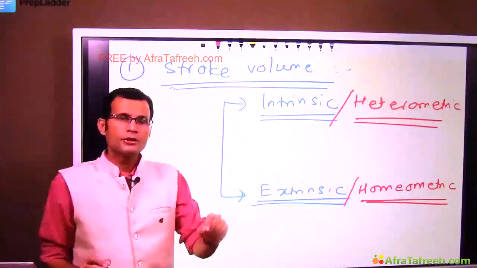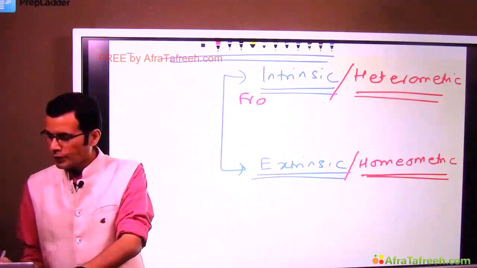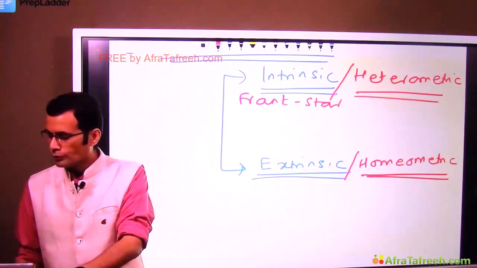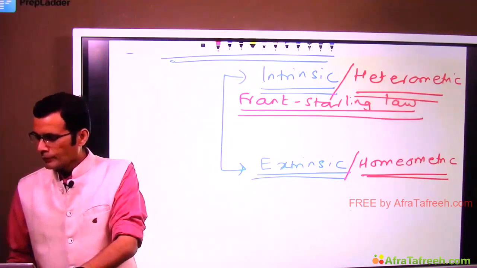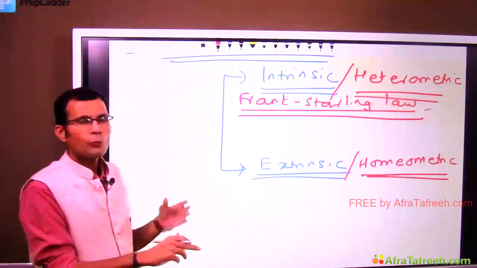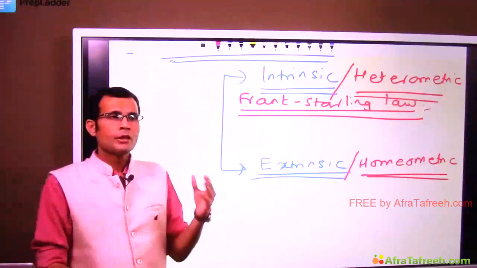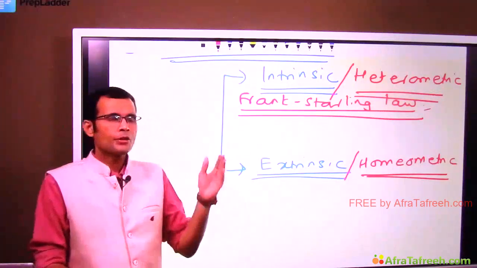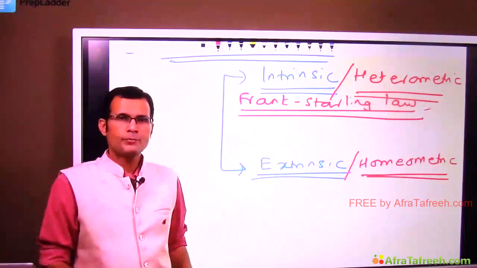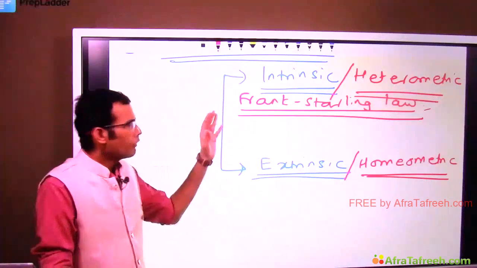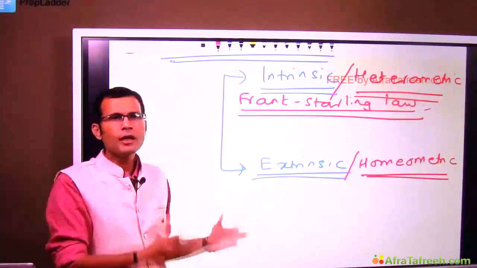Intrinsic determination or heterometric regulation, of course we are talking about the Frank-Starling law, the Frank-Starling mechanism. Look, we have already done Starling's law in skeletal muscle. What is it? Within physiological limits, greater the initial length of the muscle fiber, stronger is the contraction. We have done that there. Frank-Starling law is the extension of that in the case of heart muscle.